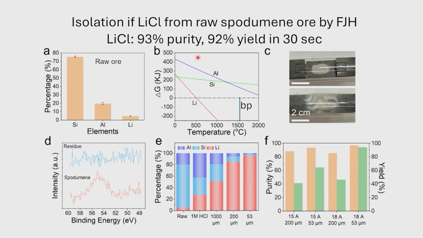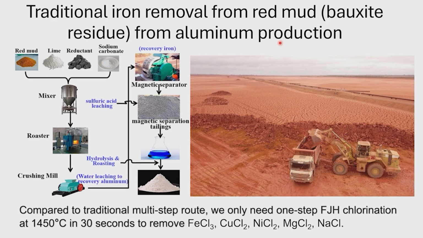We got 93% purity, 92% yield in 30 seconds. No water, no solvents. This is what we're doing. This is the ability now to take this flash chemistry and extend it to the rest of the periodic table.